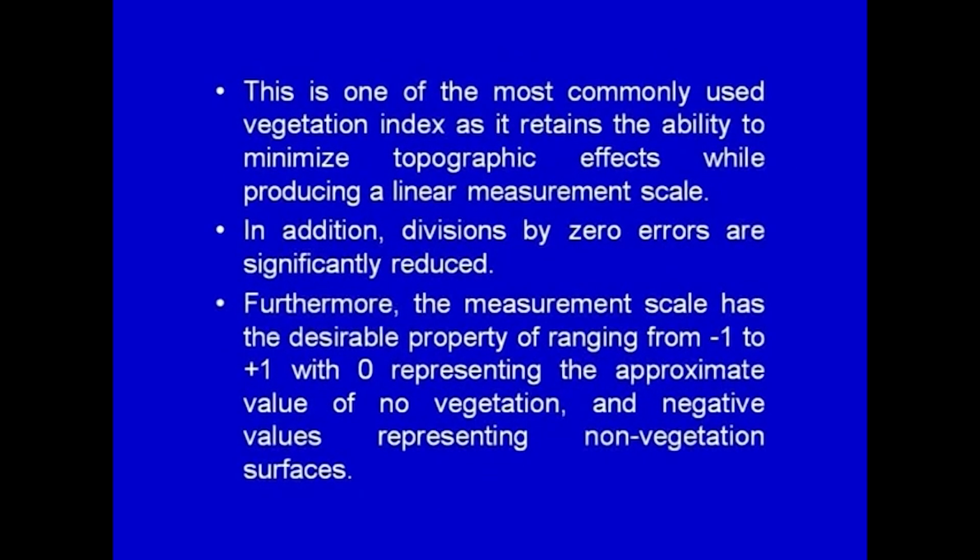This is one of the commonly used vegetation indices as it retains the ability to minimize topographic effects while producing a linear measurement scale. In addition, division by zero errors are significantly reduced. Furthermore, the measurement scale has a desirable property of ranging from -1 to +1, with 0 representing the approximate value of no vegetation and negative values representing non-vegetative surfaces.